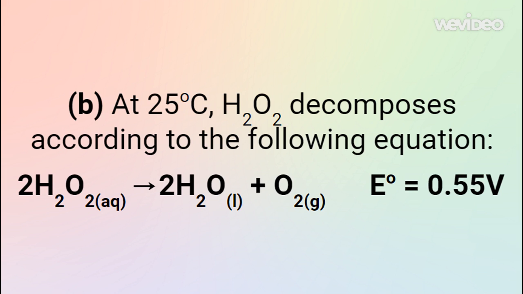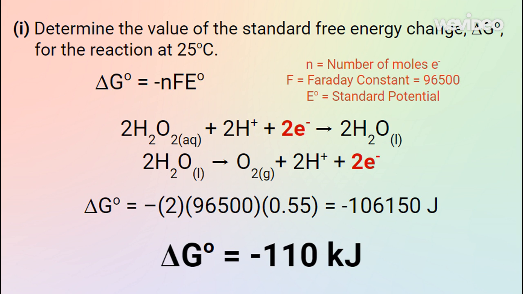In Part B, we're given that at 25 degrees Celsius, H2O2 decomposes according to the following equation: 2H2O2 aqueous yields 2H2O liquid plus O2 gas, and its standard potential is 0.55 volts. In the first part, we are asked to determine the value of standard free energy change, standard delta G, for the reaction at 25 degrees Celsius.